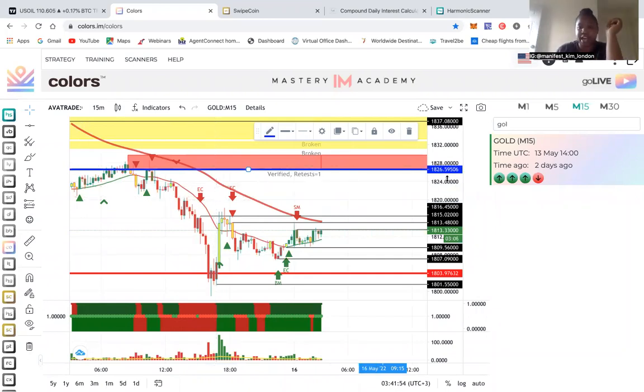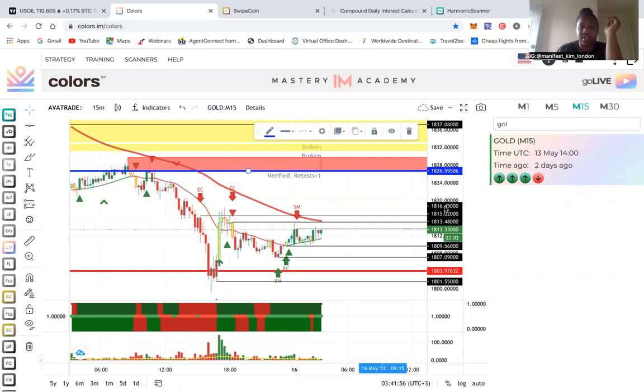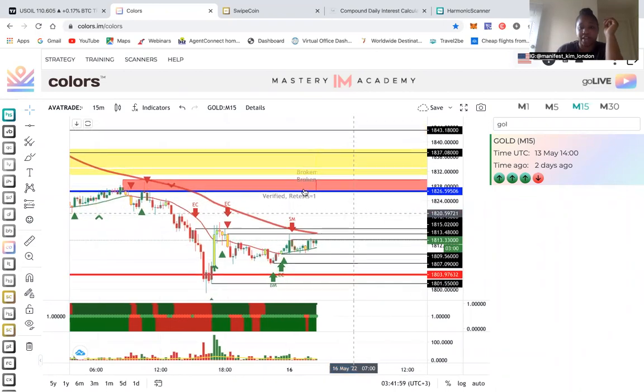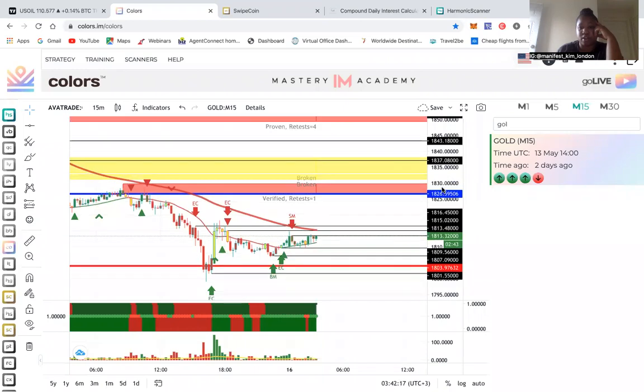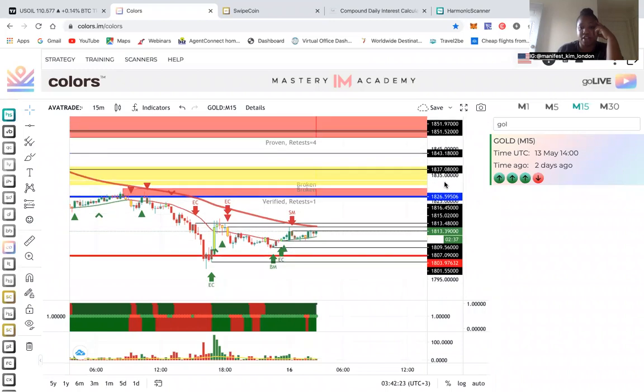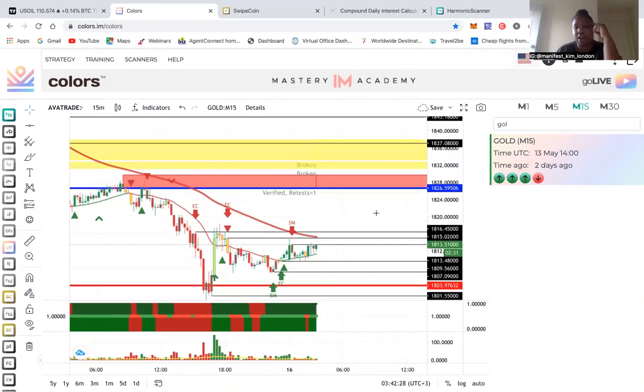All right, TP2 is going to be 1826.59, guys. I'm already blue. Anybody blue? TP3 is going to be 1837.08. TP4 is going to be 1843.18. And TP5 is going to be 1851.52. So make sure you take notes of these numbers, guys, and keep them as your reference.